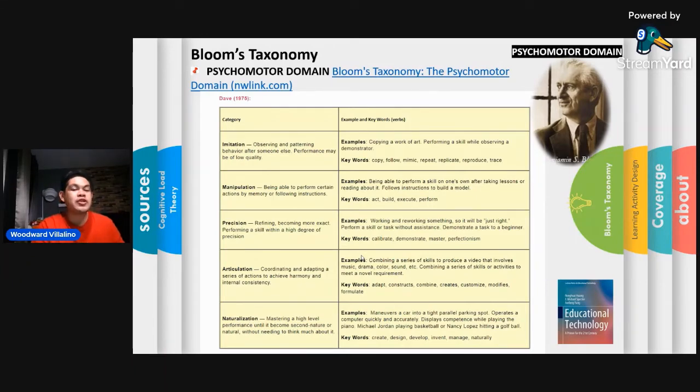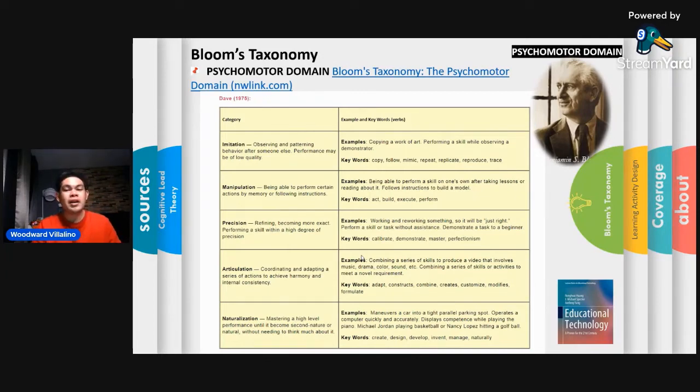So first is imitation: observing and patterning, making a pattern of behavior after someone else. It is like how we imitate our parents. Patterning behavior after someone else's. Example: copying a work of art, performing a skill while observing a demonstrator.